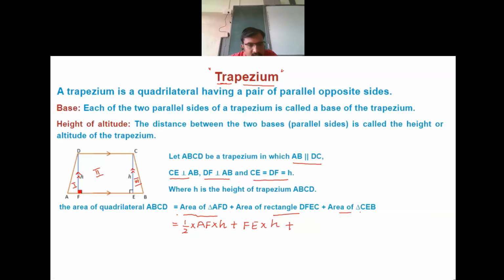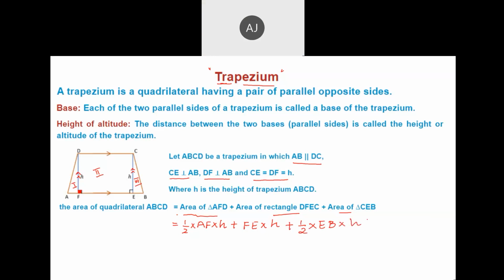What is the area of triangle CEB? It is half into EB into H. Now you observe carefully. There is H common, isn't it? And half is also common in both. But in the rectangle it is not common.